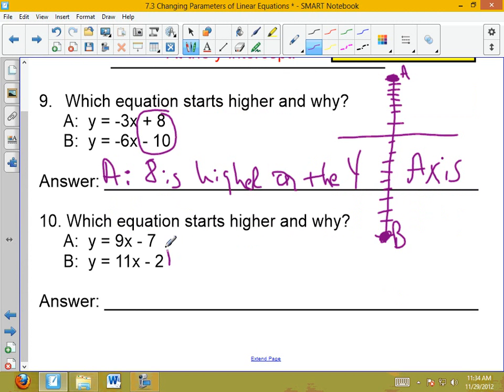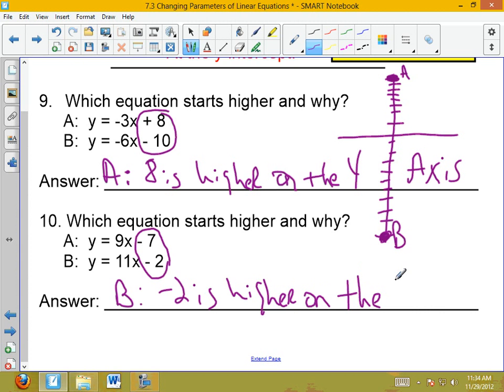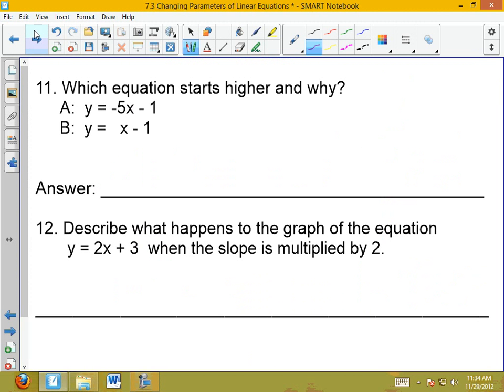I think it's pretty self-explanatory. Now here, negatives do matter. When we're talking y-axis, the negatives do matter. So obviously B starts higher because negative 2 is higher on the y-axis. Okay. These, we're good to go.